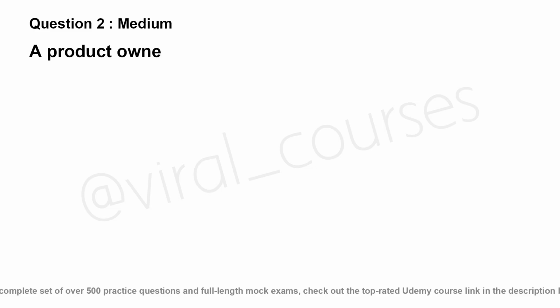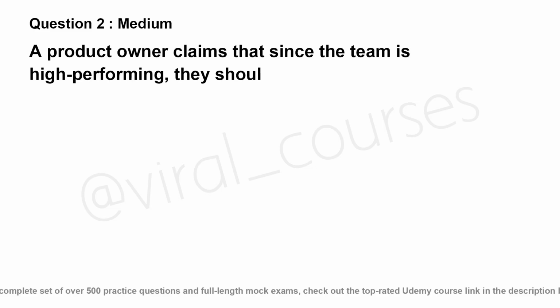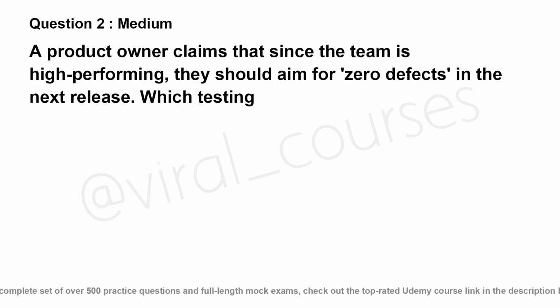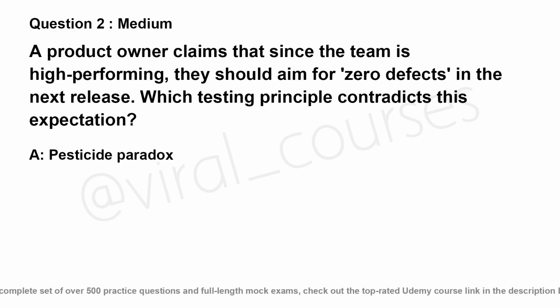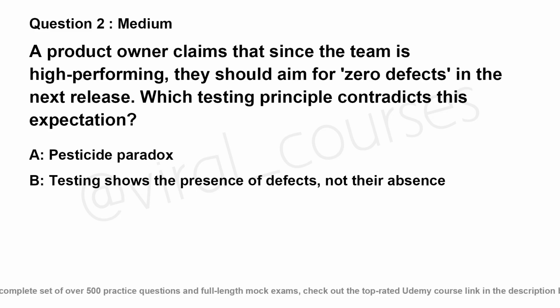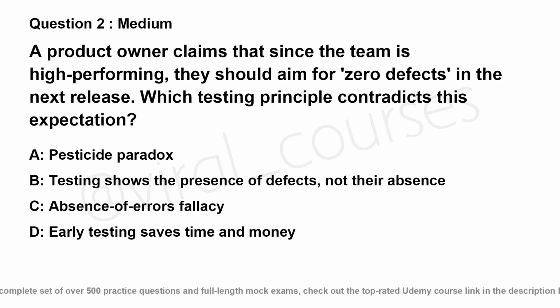A product owner claims that since the team is high-performing, they should aim for 0 defects in the next release. Which testing principle contradicts this expectation? Option A. Pesticide paradox. Option B. Testing shows the presence of defects, not their absence. Option C. Absence of errors fallacy. Option D. Early testing saves time and money.